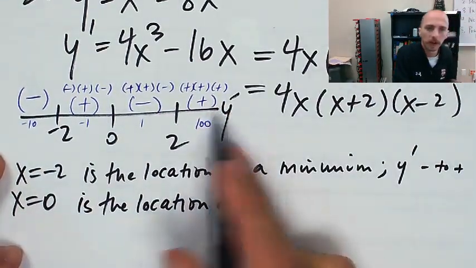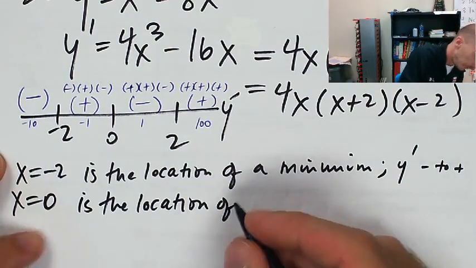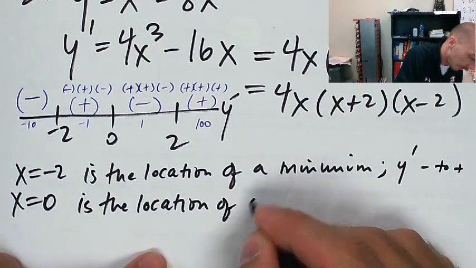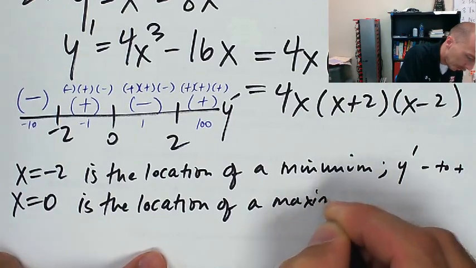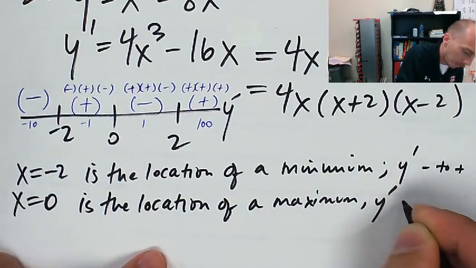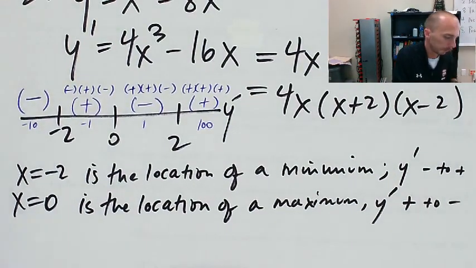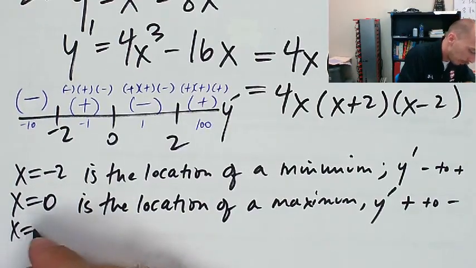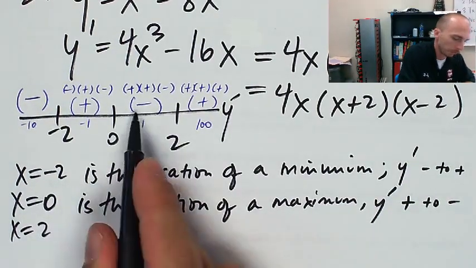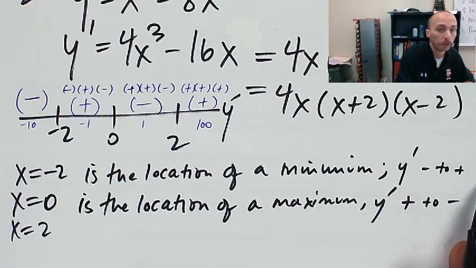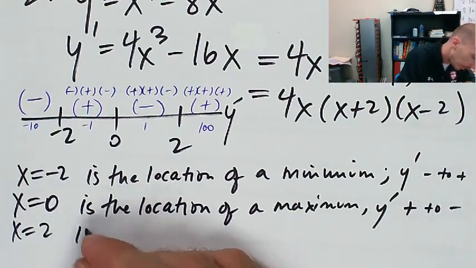This is a number line of values on y prime. Okay, so is the location of a maximum. Y prime went from positive to negative. Okay? And then x equals 2 will be the same as up above. It went from negative to positive, so I'm just going to copy these words exactly.